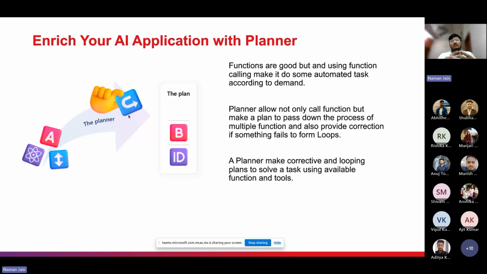Let's suppose Naman is not found in our Azure AD. It will respond back with the help of the handlebar that the name wasn't found in the database. Then the user can try to rechain it using the history function, and it will replan every step. This is how the planners work. Planners allow not only all the functions, but also planning to pass down the process to multiple functions.